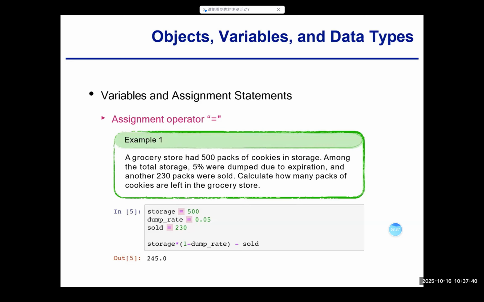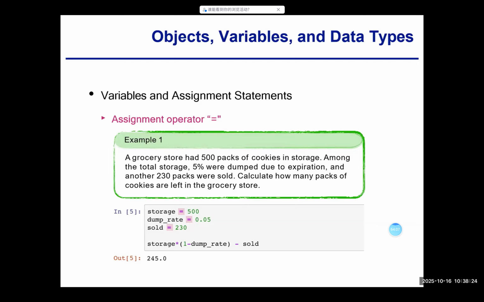Using the same example from the previous case, instead of directly writing down the computation, which is 500 multiplied by 95% and subtract 230, we will assign a name to each of the values. We can take an analogy from what we learned in Excel. This is somewhat similar to a table. Instead of directly writing down the numbers and expressions, we give each value a name.